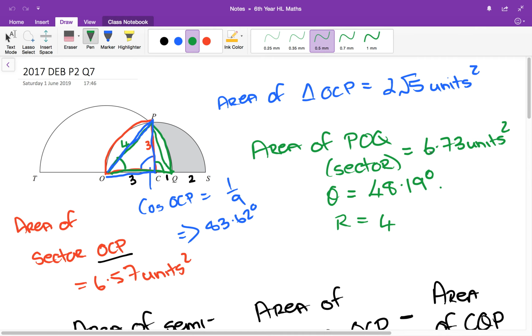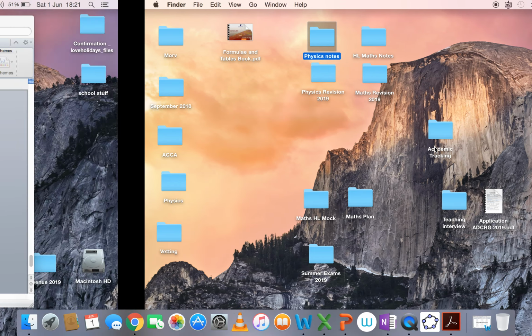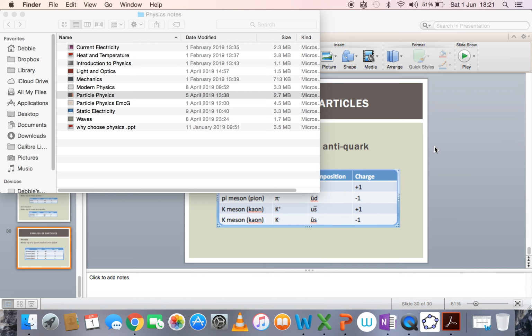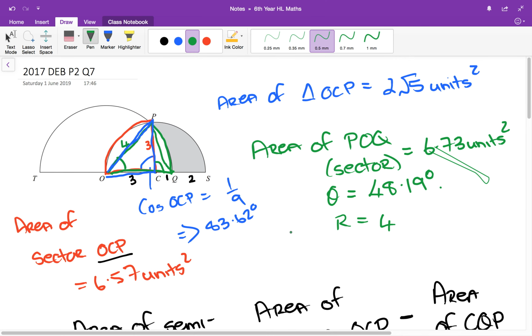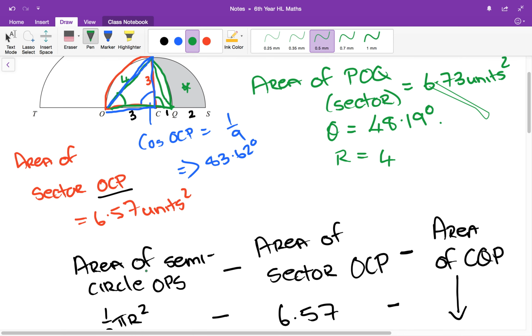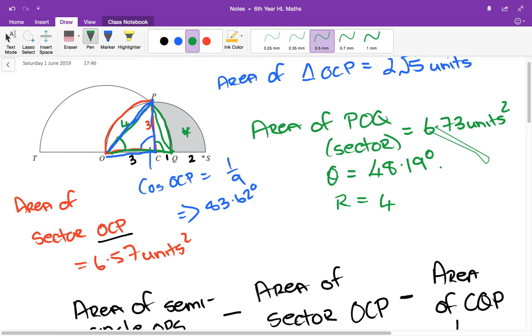So the next question that we're being asked is to find the area of this shaded region here. So the way I did it was to find the area of the semicircle OPS, so it's a small semicircle, minus the sector OCP, which is this sector over here, which we already know, and then minus this little sector here. Okay, so if you have the whole thing, minus OCP, minus CQP, you'd be left with the shaded region.